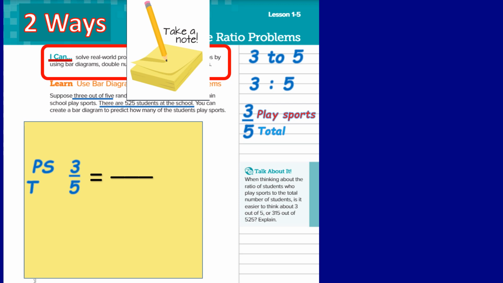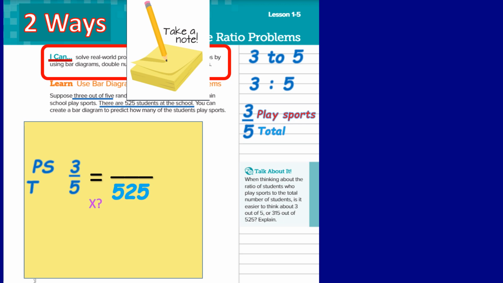I'm going to put it equal to, now notice that we have the PS, that is the group that plays sports. And I have the total, which is down at the bottom, so that's the total number of students for this particular question. So if that's my total and my ratio, and I have 3 out of 5, then I have to look at my total or the next piece of information given in the word problem. So I know that the total has to be equal to 525 when I'm done.